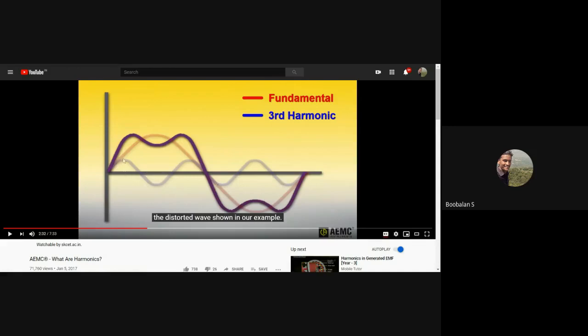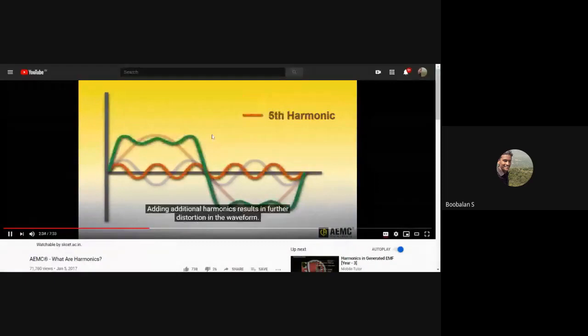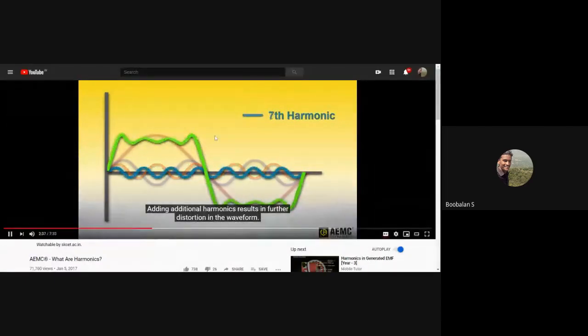So for example, this blue color is now 1 to 3, the total of 6. That is called 1 to 3, that is called the third harmonic. Multiples of the fundamental frequency are called different types of harmonics. That is called third order, fifth order, seventh order, ninth order, 13th order. There are many, right? We'll see our example. Adding additional harmonics results in further distortion in the waveform.